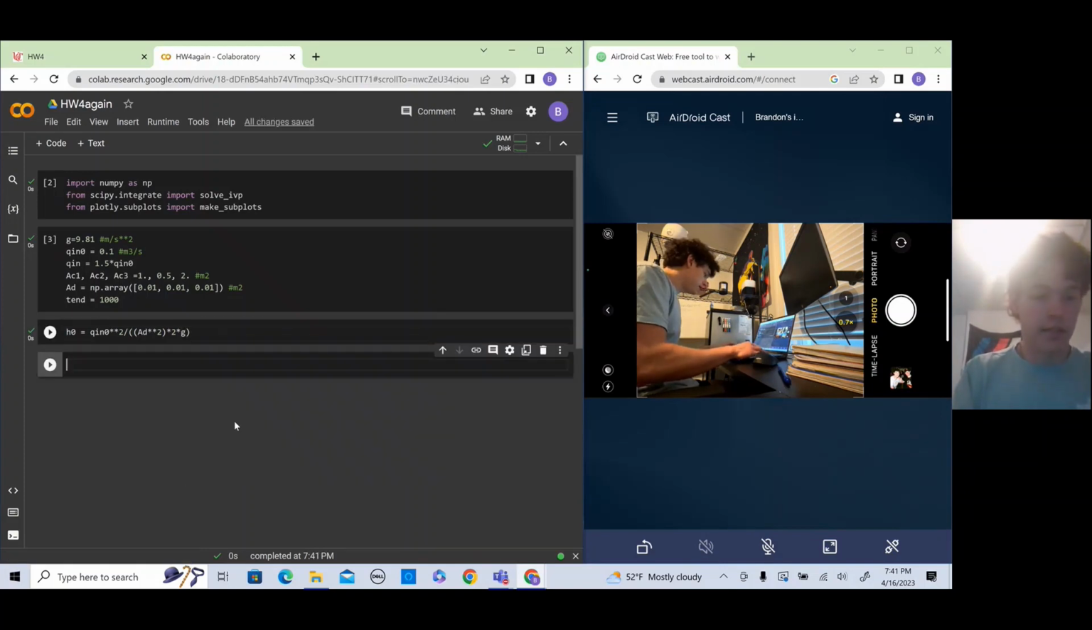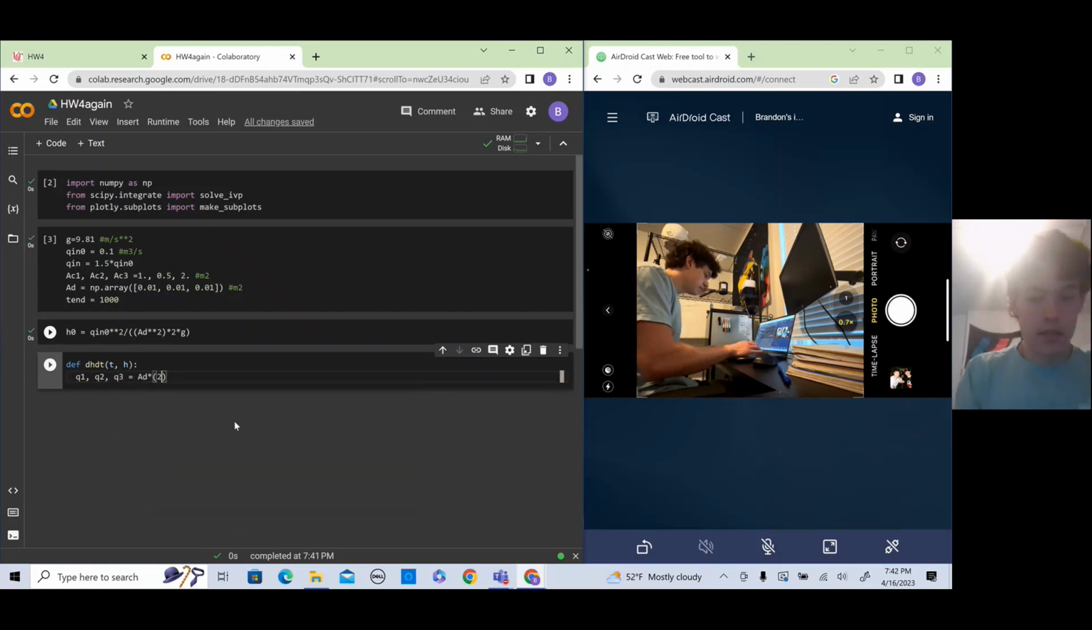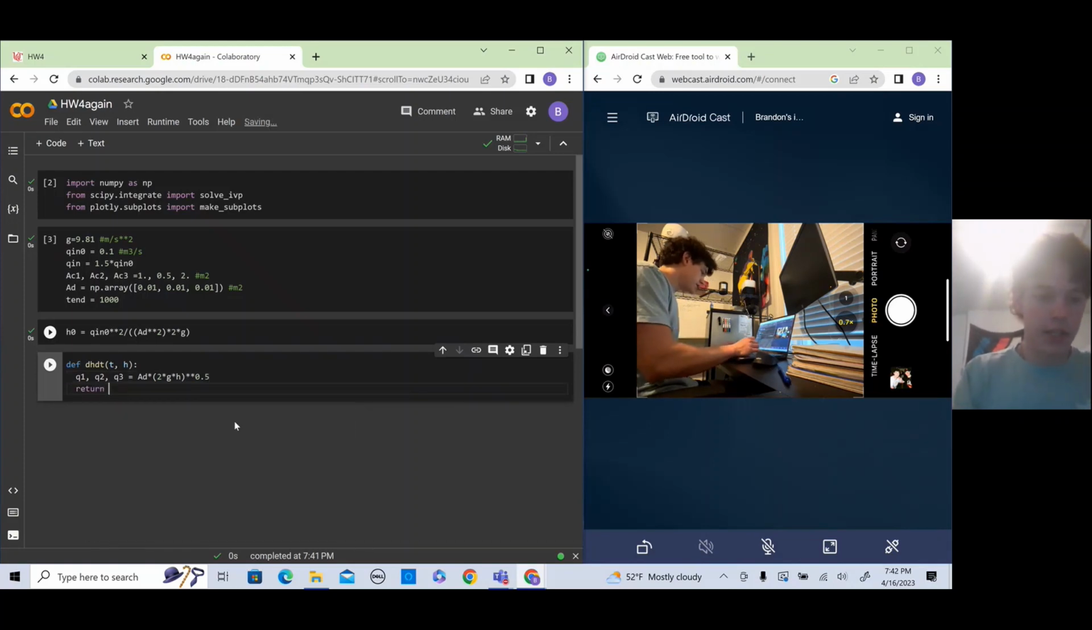All right, next thing we need to do is define our function dHdt as a function of time and height. And from this, we'll get our Q1, our Q2, and our Q3, which will be equal to AD times the square root of 2 times g times h, of course. And then we'll return our changing height.